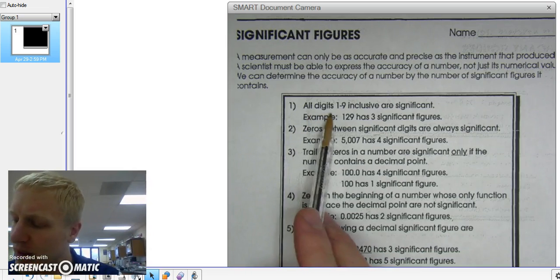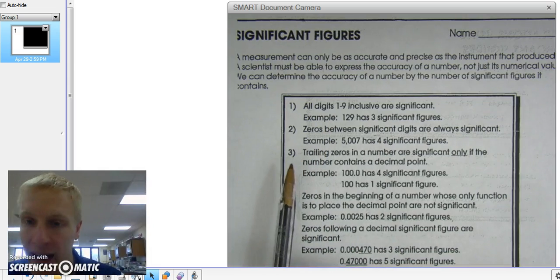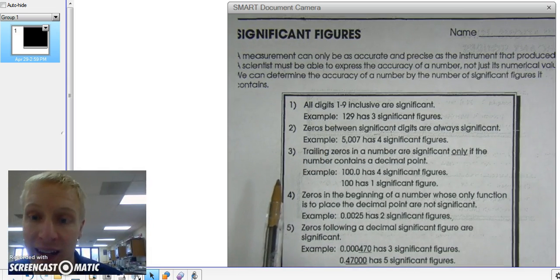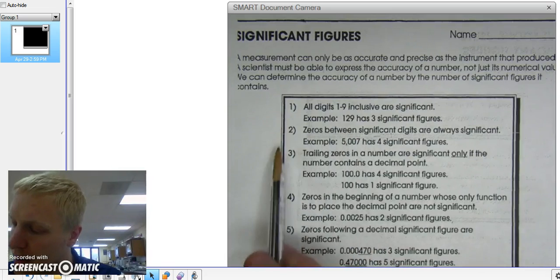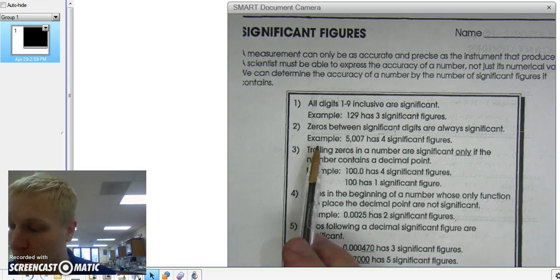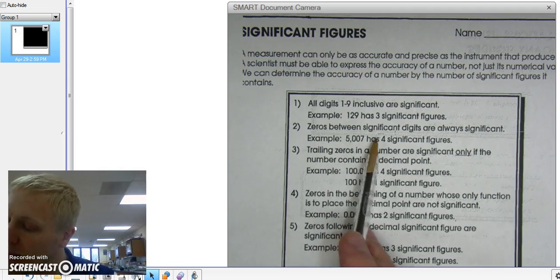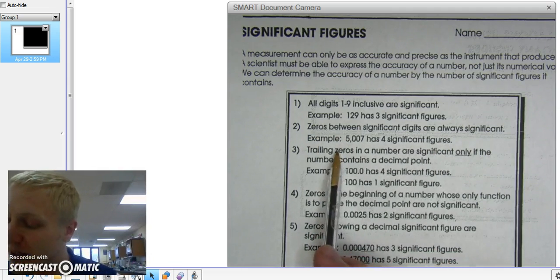But the first one is all digits 1 through 9 inclusive are significant. So any digit 1 through 9. Basically the only thing that's not significant is 0. However, zeros are significant in certain situations, and that's what the rest of the rules are about. When are those zeros significant? Number 2, zeros between significant figures are always significant.